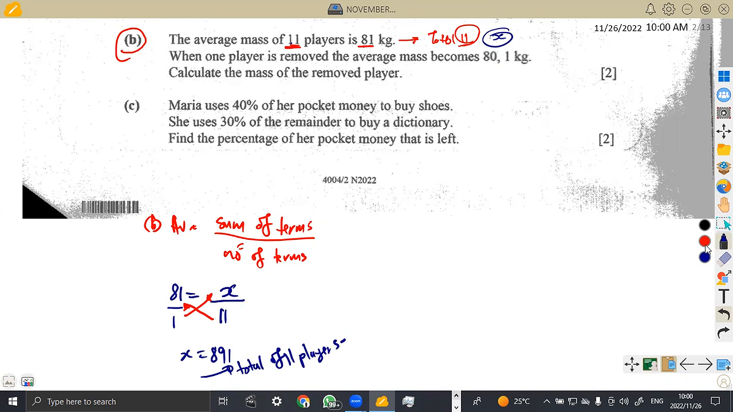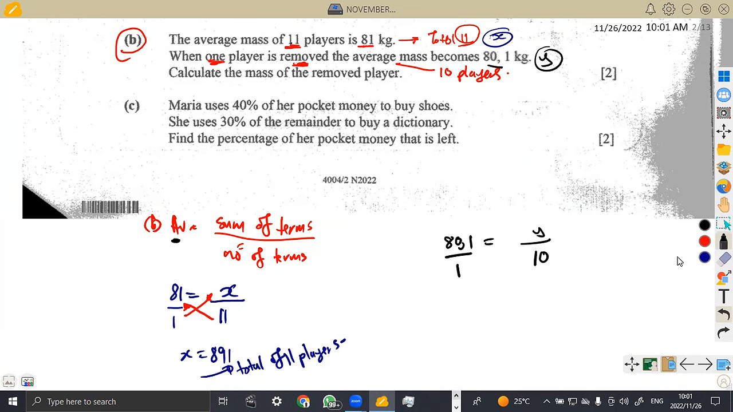When one player is removed, to remove, that is to subtract, you are subtracting 1. So which means now we are left with 10 players. So we want to know the total for the 10 players, still using the same formula, average. The average is 80.1. So 80.1 is equal to the sum, which we can just refer to as y, over the number of terms. Now they are 10 because you removed 1 player.